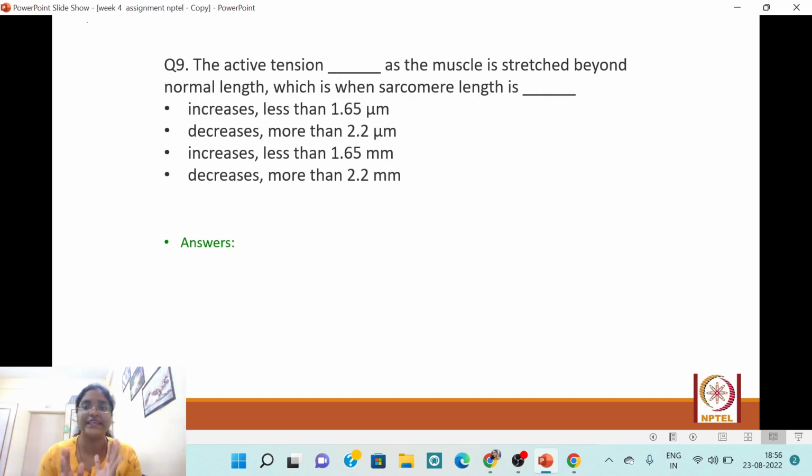Okay, sorry, this is the 10th question. I've written it as 9. The active tension dash as the muscle is stretched beyond normal length, which is when sarcomere length is dash. I've already shown. Okay. Try to think and answer.